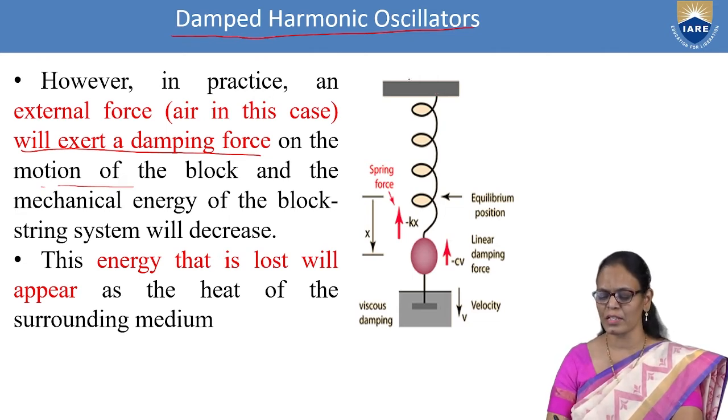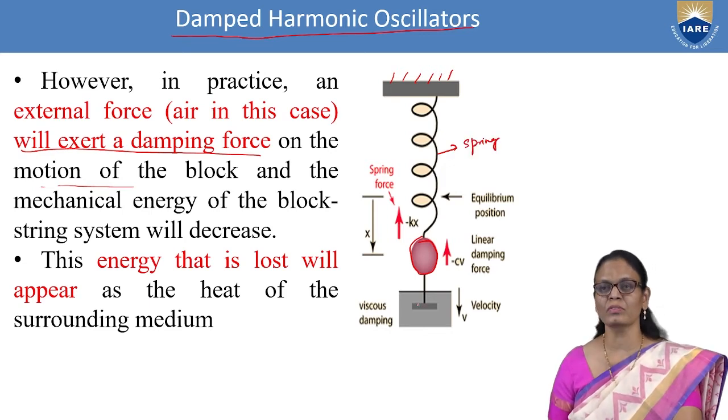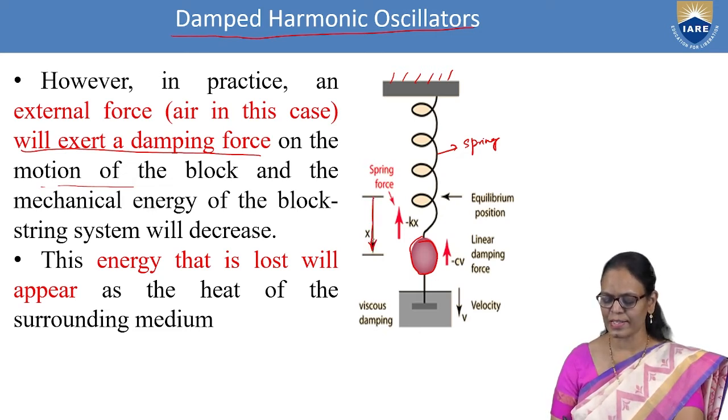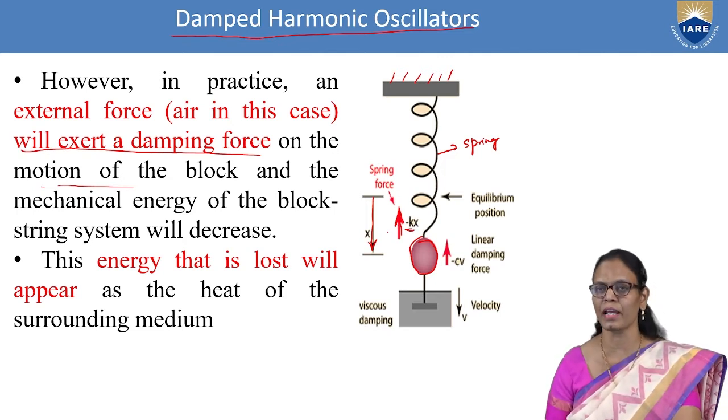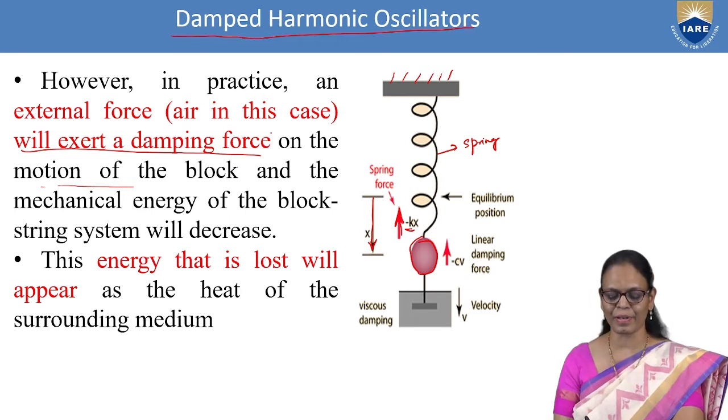You see here, this is the rigid support. We are suspending a bob with the help of a spring. This is the spring. We just pull it down and release it. Now when you are moving it through a distance x, there is a restoring force that tries to bring it back to its normal position, given by minus kx. This we have seen. Now what we are talking about is a damping force.